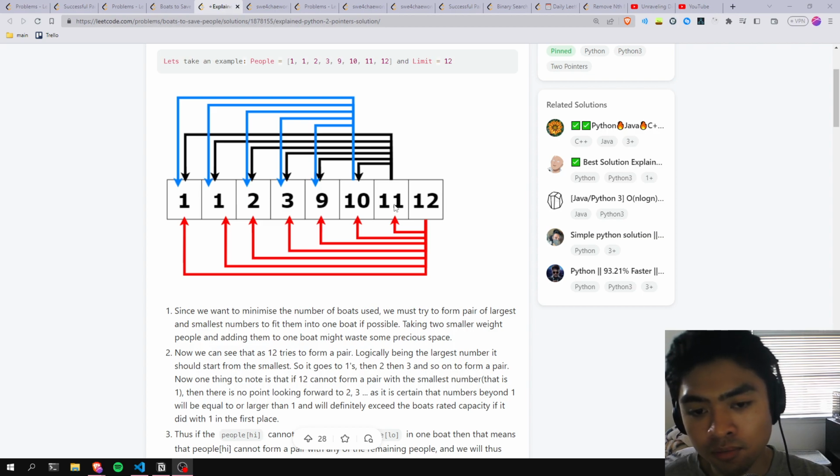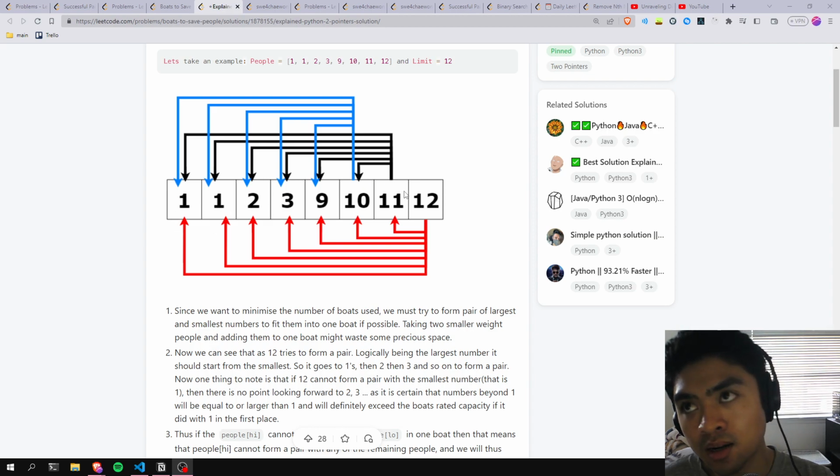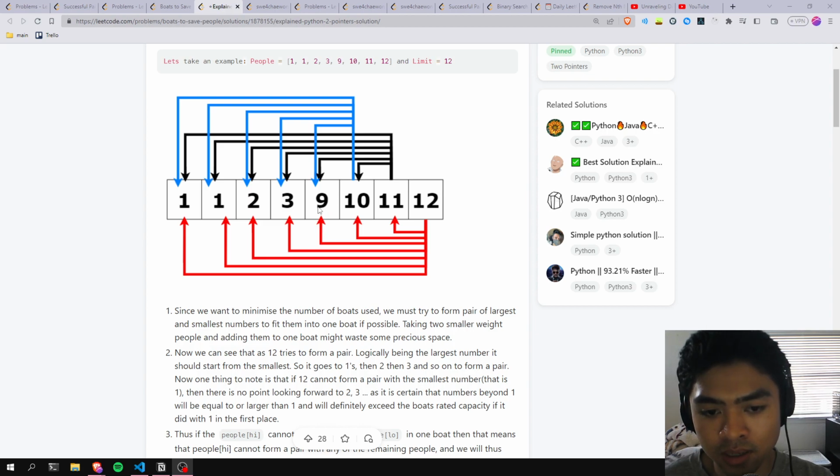Find a pair where the value of right plus the value of left is less than or equal to the limit. And then if that's true, then make that a pair, and then shrink down the list. So move right to 10 and left to this next one, and then keep on going. But if that's not a pair, then just move right once, right?